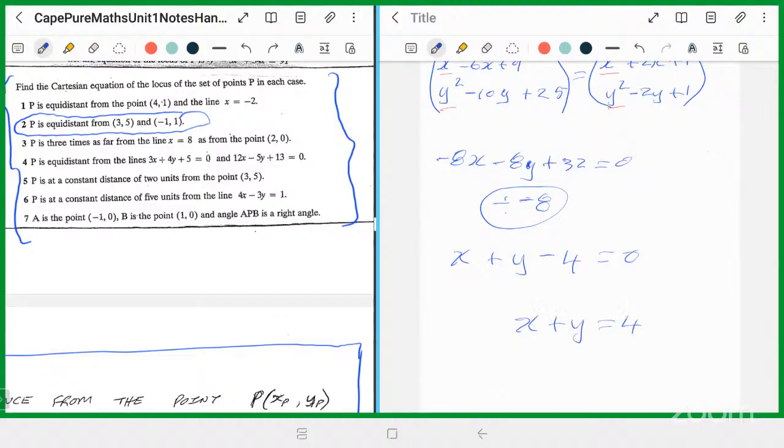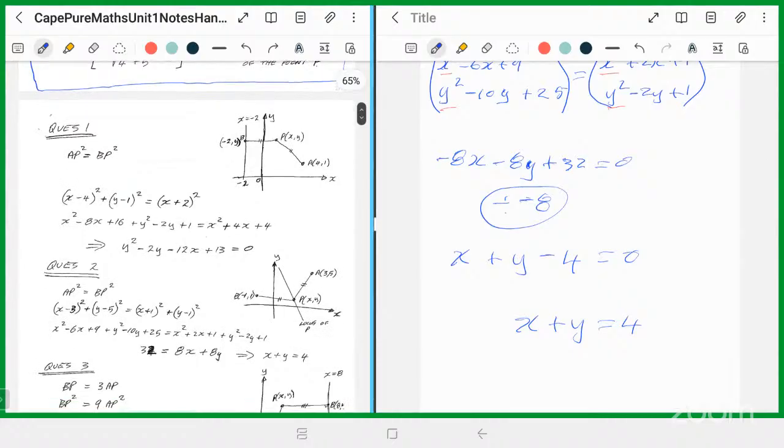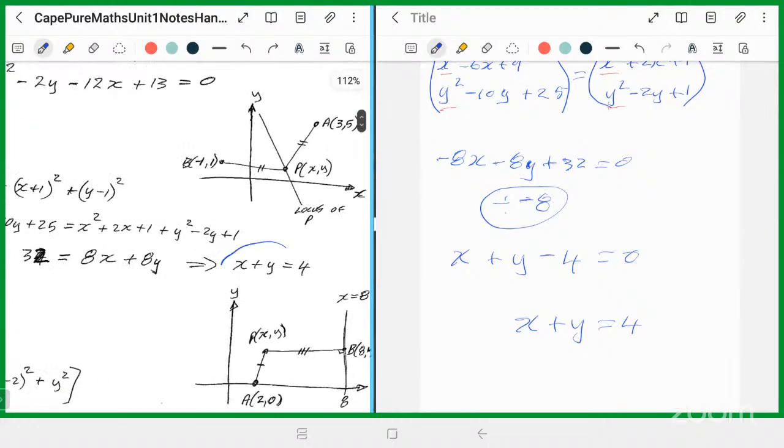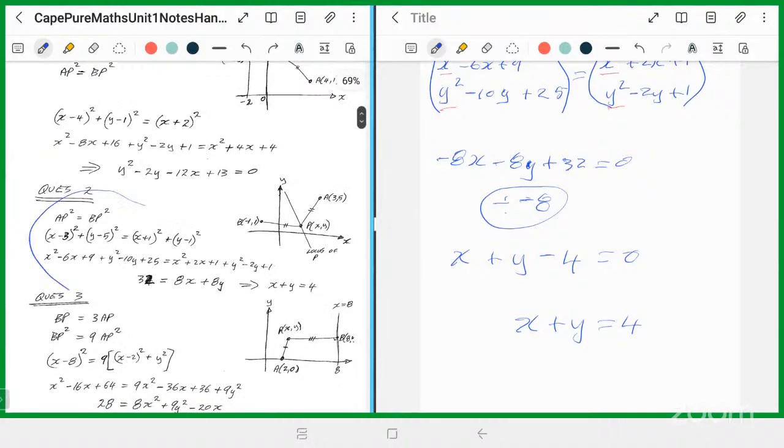That's a locus. Let me see if that's what I get. And I did it the other time. X plus y equals 4. There you go. X plus y equals 4. That's it. So again, you have this solution as well.